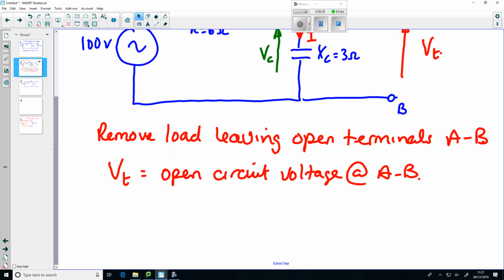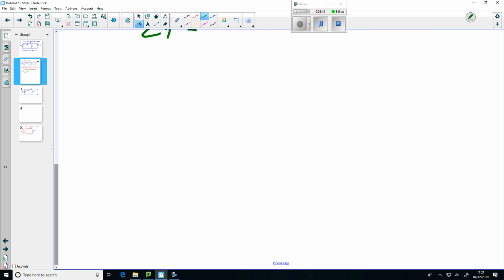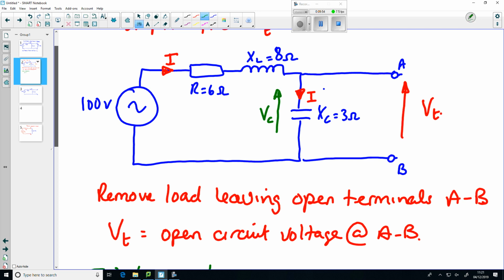Total impedance. Yep. So here we go. First find total impedance ZT is equal to. So what kind of circuit we got there? How can we calculate its total impedance? They're all in series.